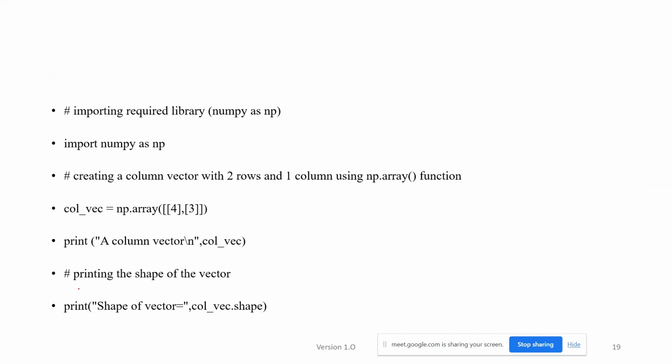This is one simple example, written in Python programming. My intention is to create a vector. This vector is a column vector. I would like to create a column vector, having 2 rows and 1 column, because this is a column vector. Like this, I would like to create a column vector with two rows.